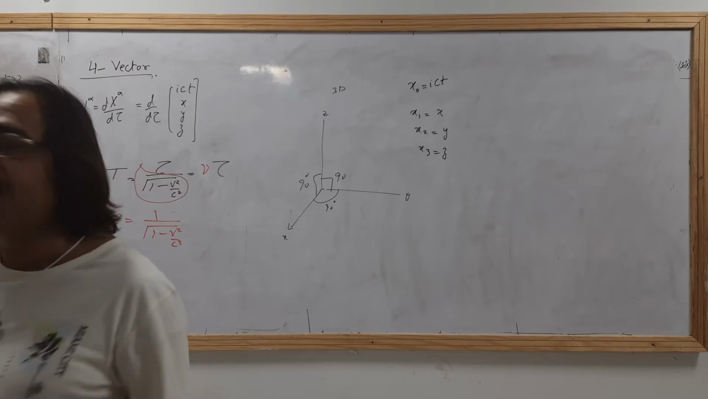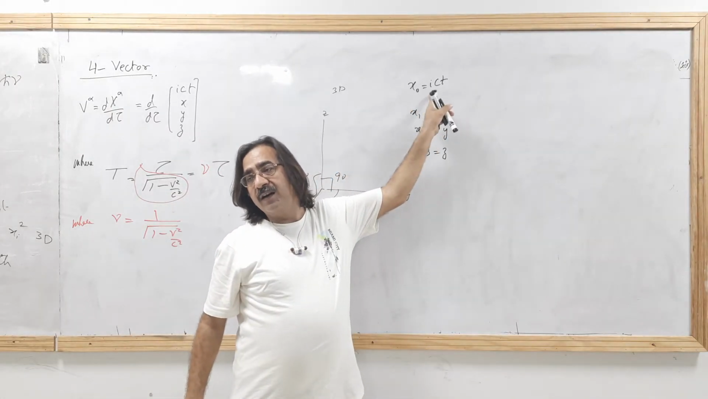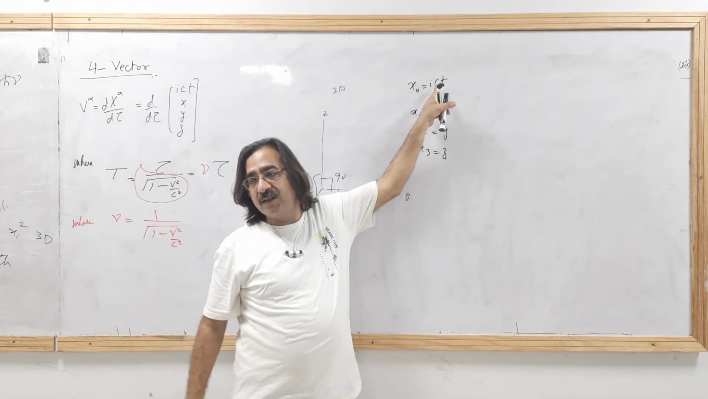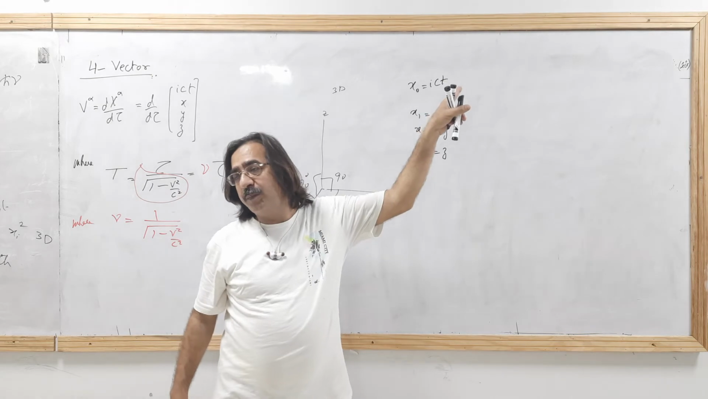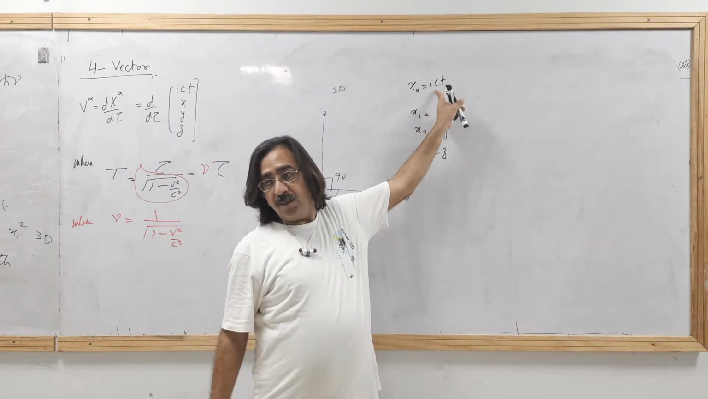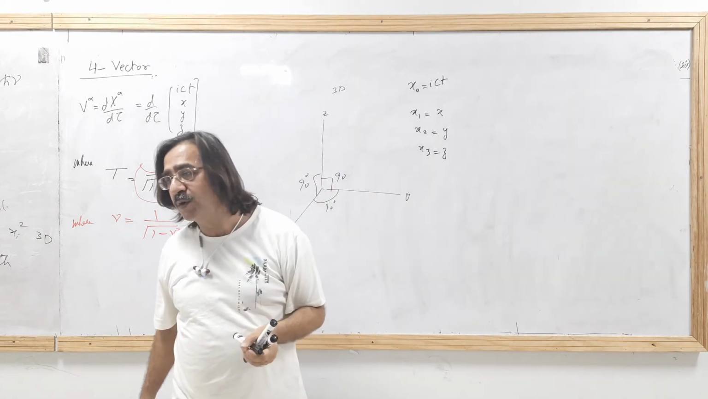You are right. Okay? That's why that component is defined as a temporal component or a time component. Why is that called the time component? Because iota is constant, c is constant, because the speed of light is constant for all observers. Only the time is varying. That's why we consider that this is a time component. You are absolutely right. Okay?